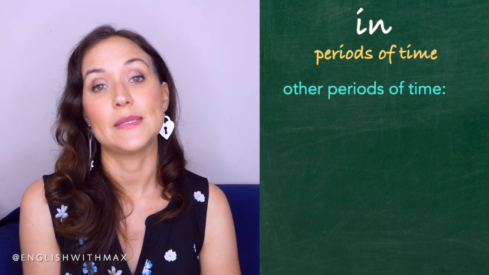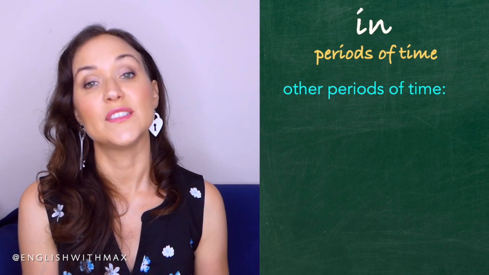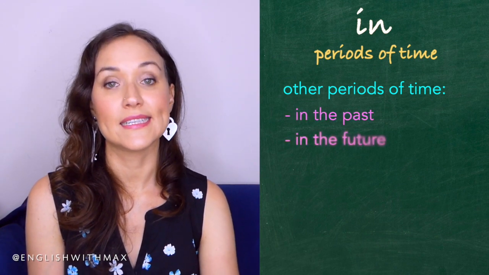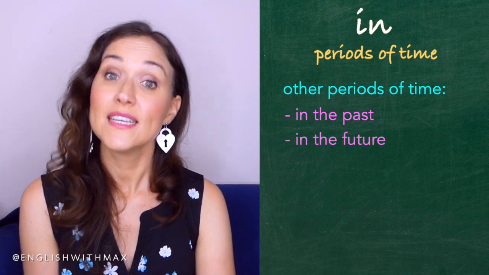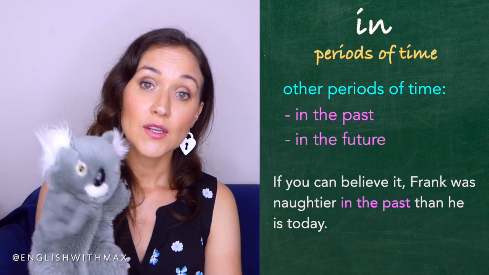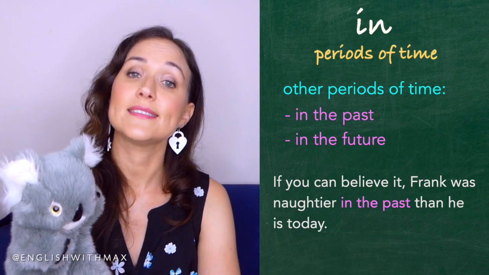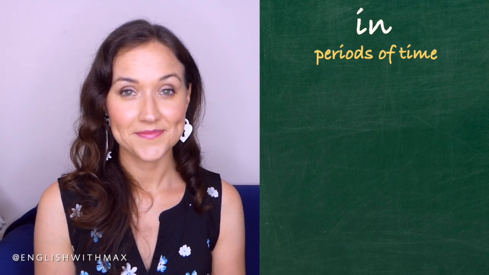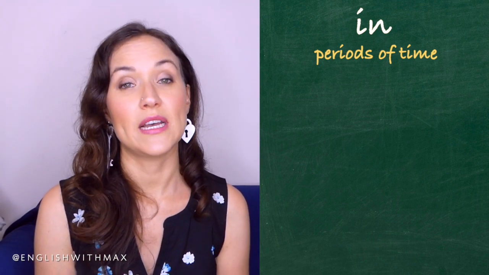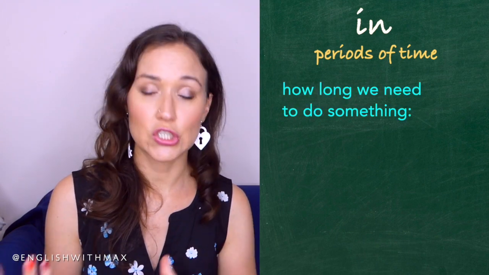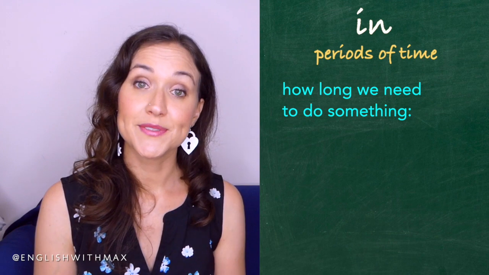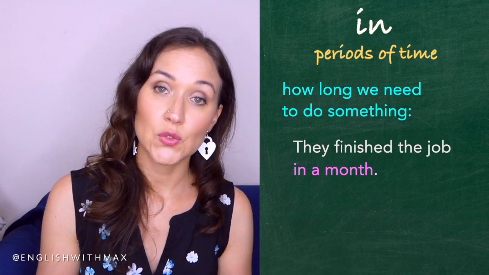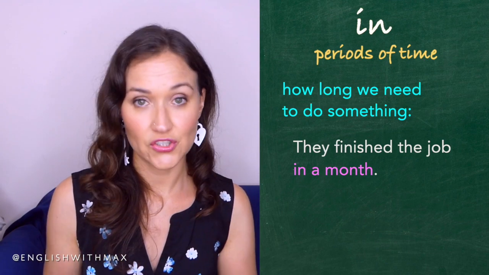Then there are periods of time that aren't as clearly defined. We say in the past and in the future. If you can believe it, Frank was naughtier in the past than he is today. Just a couple more points. We use in to talk about how long we need to do something. For example, they finished the job in a month. That means that it took them a month to finish the job.